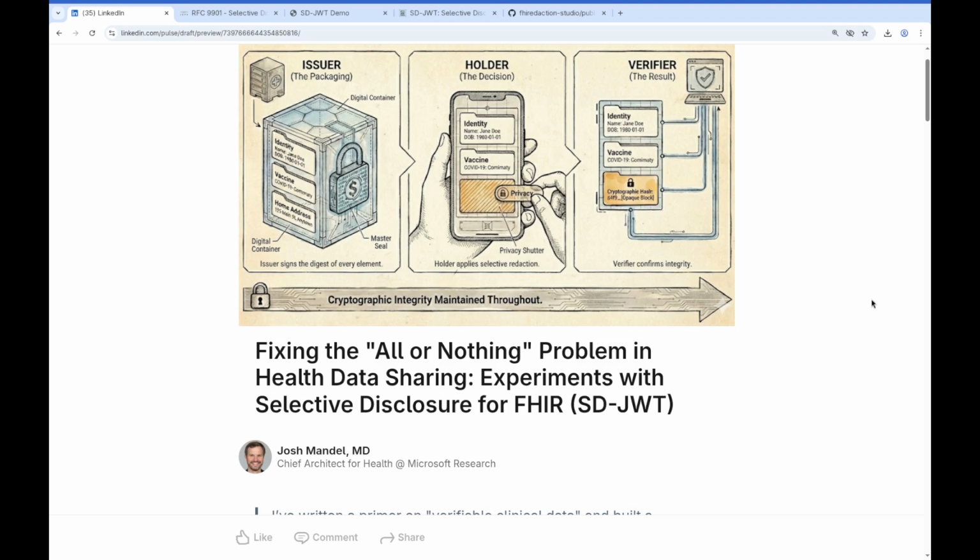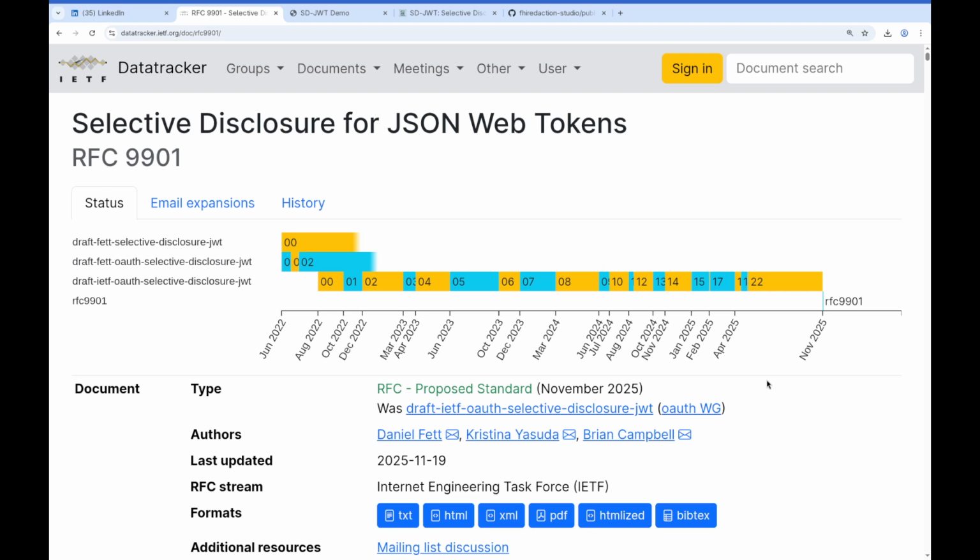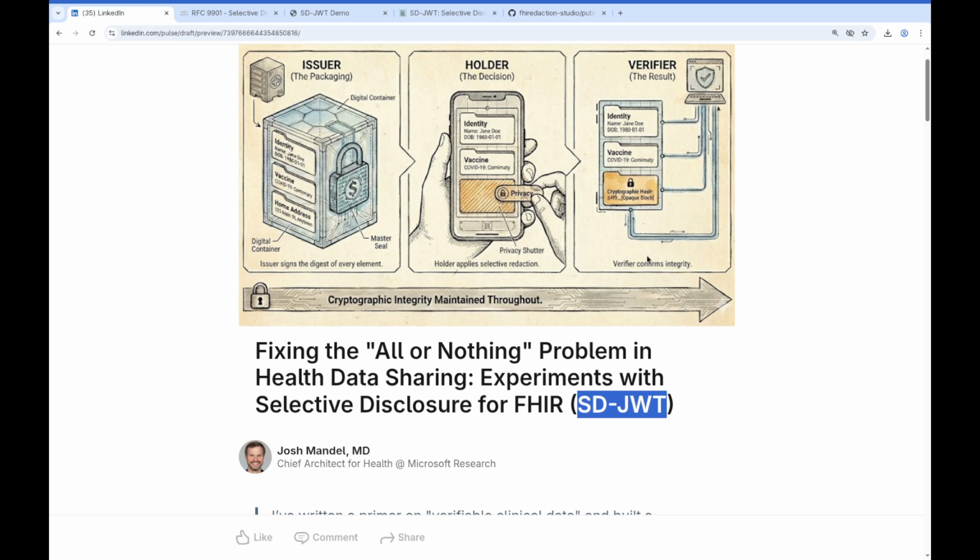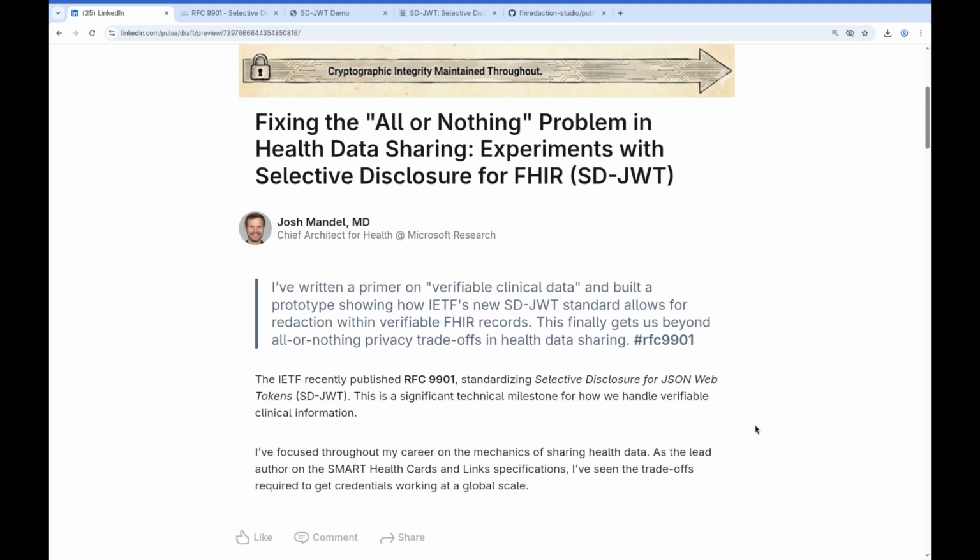This is Josh Mandel with a quick primer on a new specification from IETF called Selective Disclosure JSON Web Token, and that's RFC 9901 if you're counting. I want to give you a sense of where this fits into the world of healthcare data exchange, what new capabilities this could unlock, and show you a demonstration just to give you a concrete sense of how this all works.